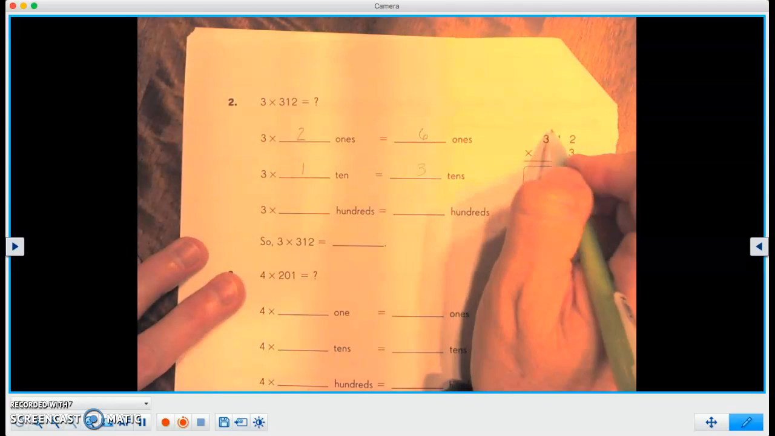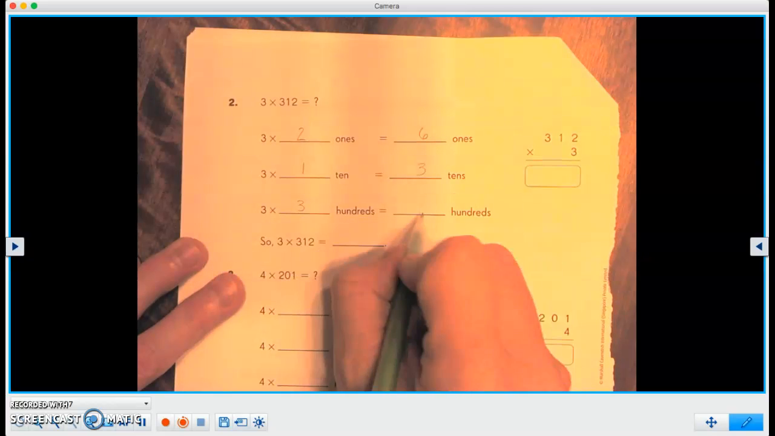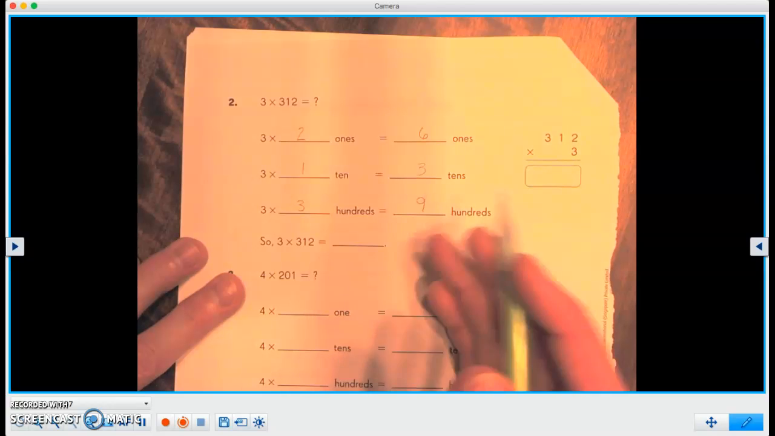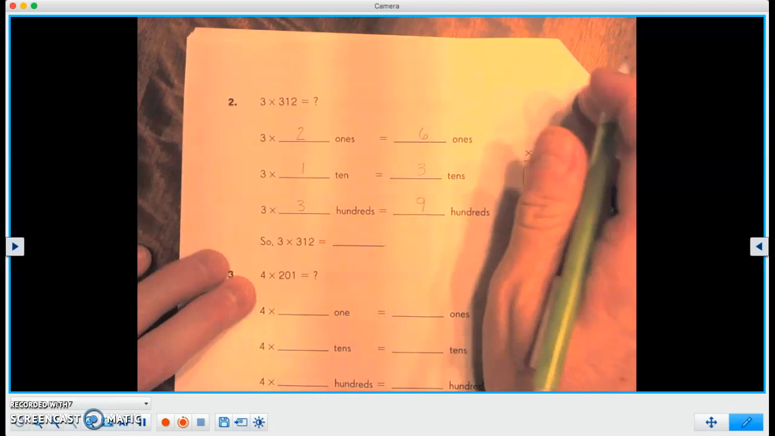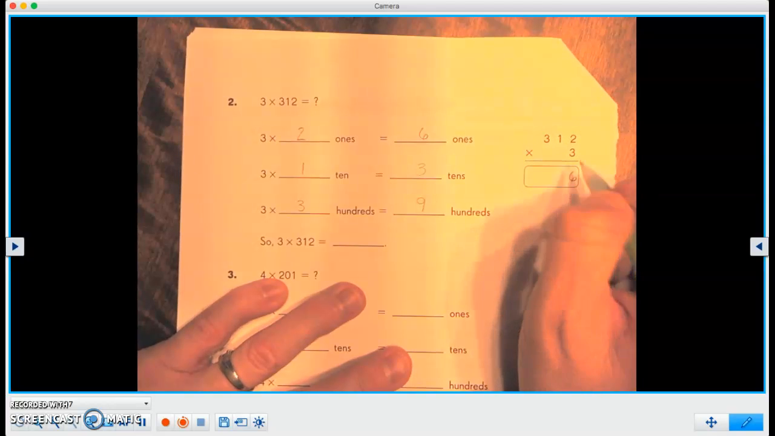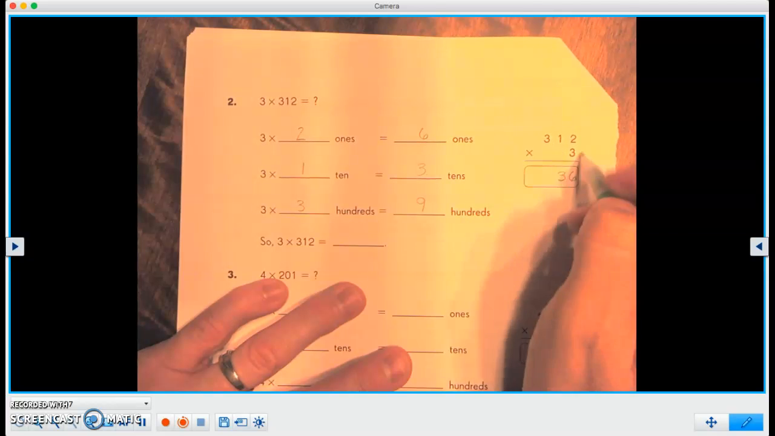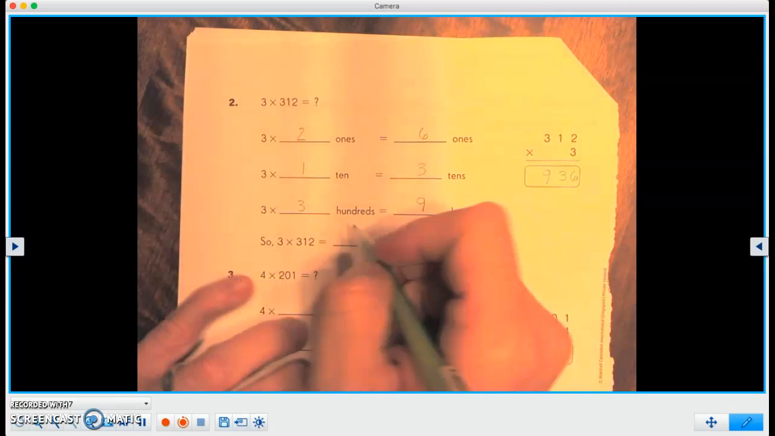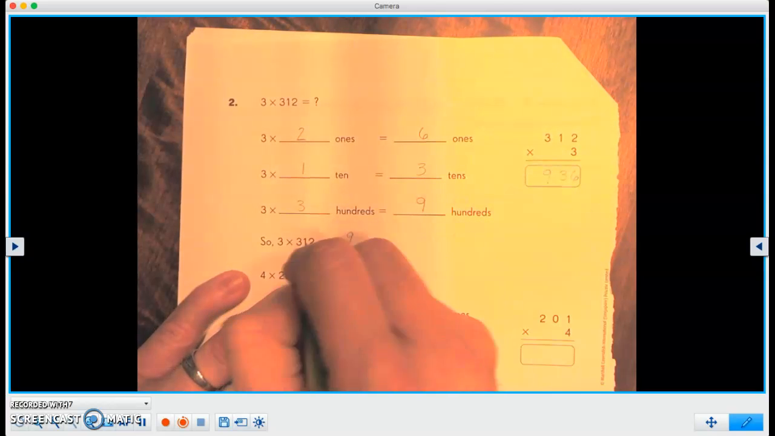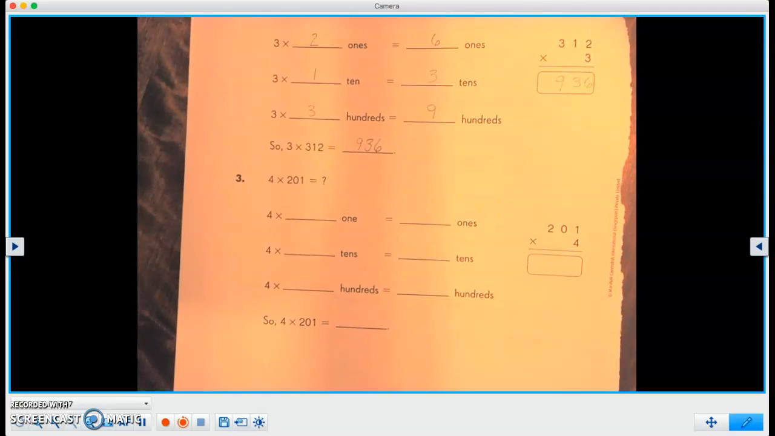Let's look at the hundreds column. Now I see a 3 in it. 3 times 3 hundreds equals 9 hundreds, because 3 times 3 is 9. So, doing it this way, 2 times 3 equals 6. 1 times 3 equals 3. And 3 times 3 equals 9. So, 3 times 312 equals 936.